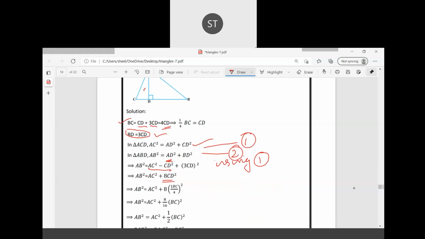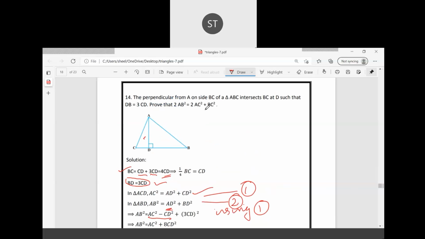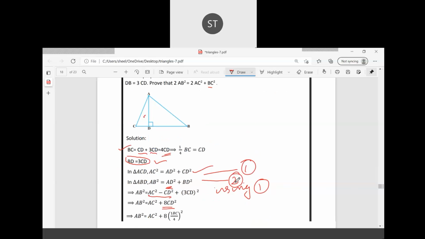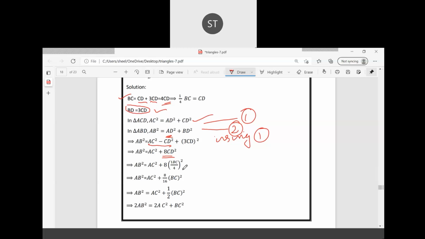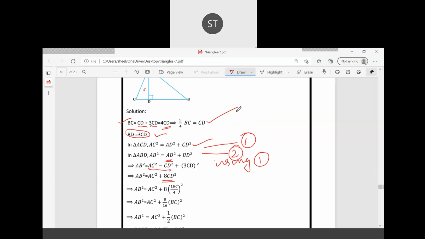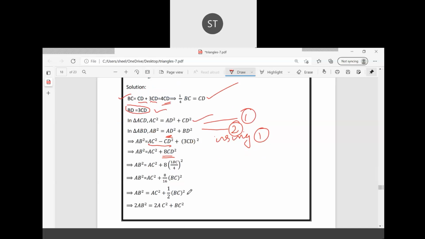Again we should change CD to BC, because there is no CD in the question. So it will be equal to 8 into BC by 4 whole square. After simplification, it is equal to half BC square, because 8 by 16 is 1 by 2. Now take the LCM, what will we get? 2AB square equal to 2AC square plus BC square.